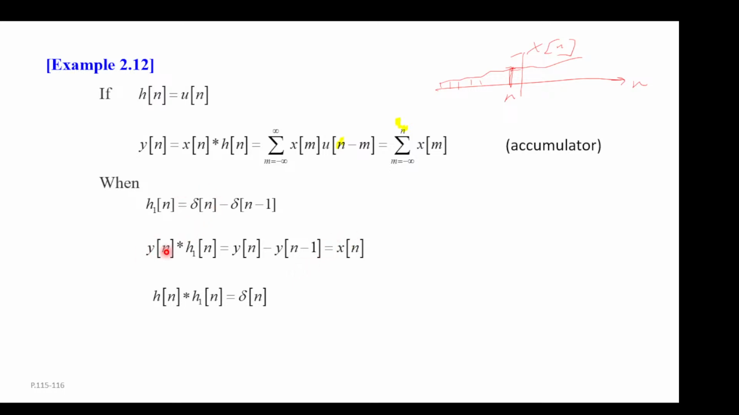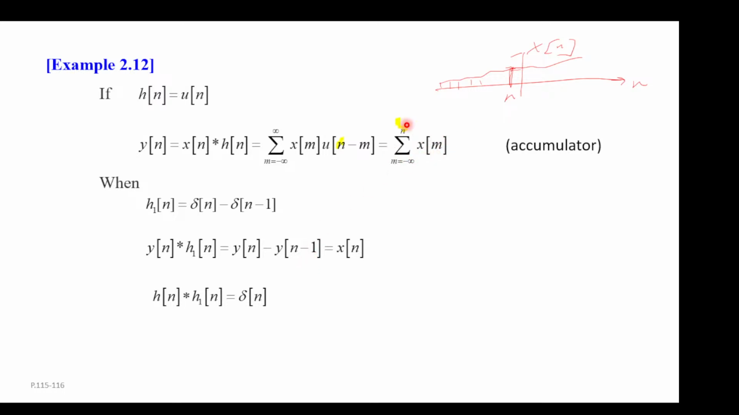That's because y convolved with h1, you use the distributive property. So that's y convolved with delta, that's just y, minus y convolved with delta of n minus 1. And as we said, delta of n minus 1 is a time shift, and that's just y of n minus 1. Okay, so this is y of n minus y of n minus 1.